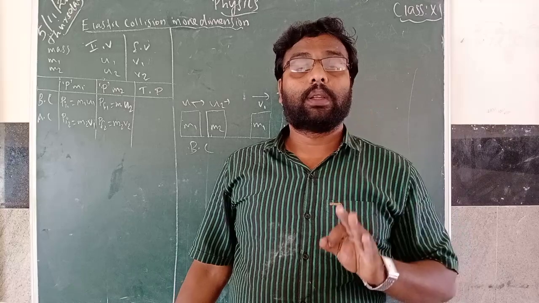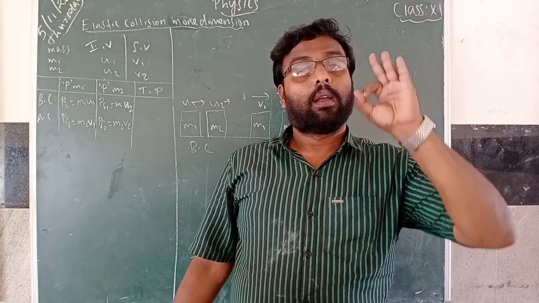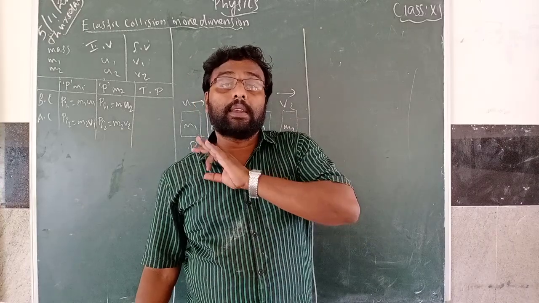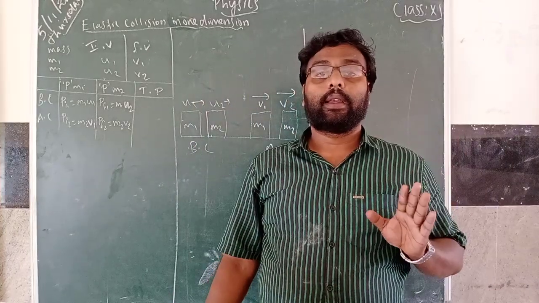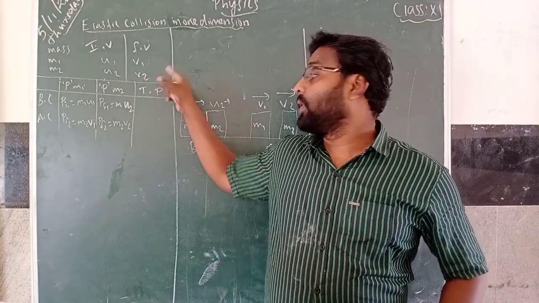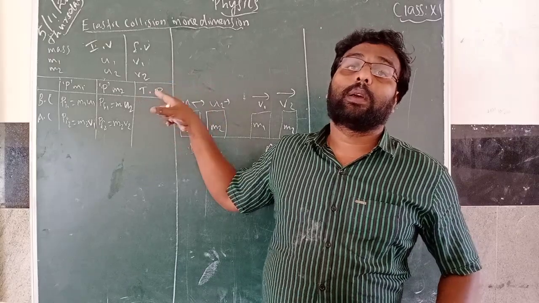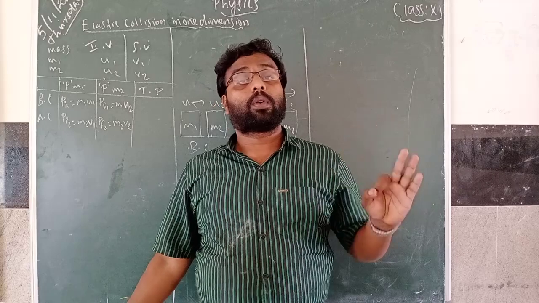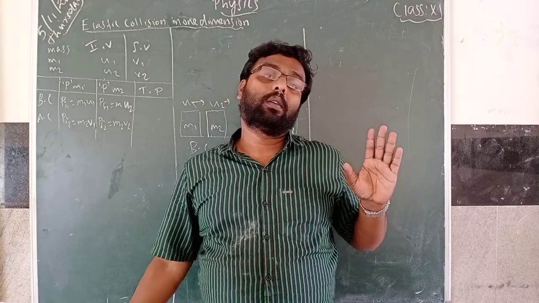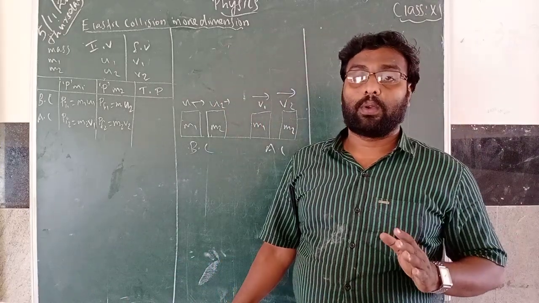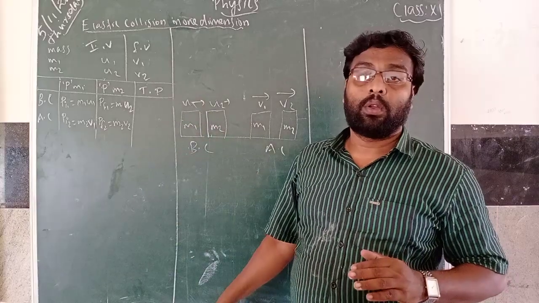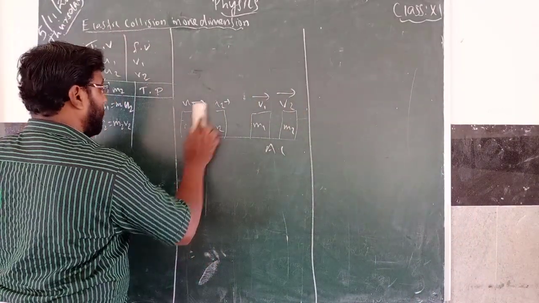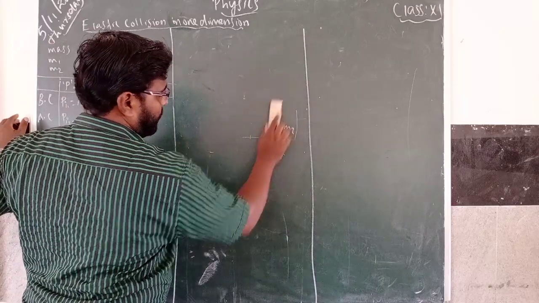During elastic collision, the kinetic energy before collision is equal to the kinetic energy after collision. That is what we are proving here. Also, the total momentum before collision is equal to the total momentum after collision. All this we are going to find out, and finally we will find out the velocities also.